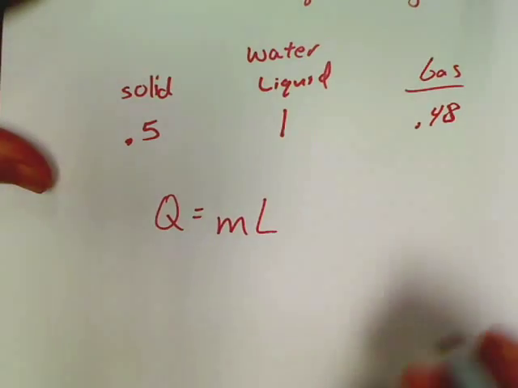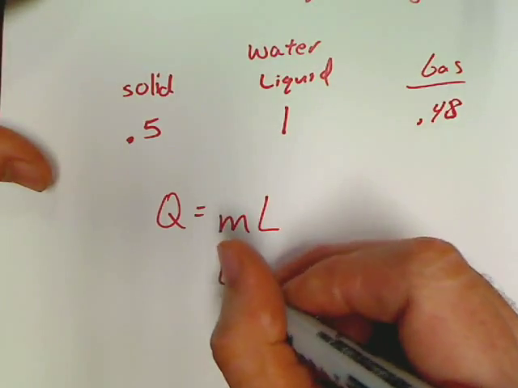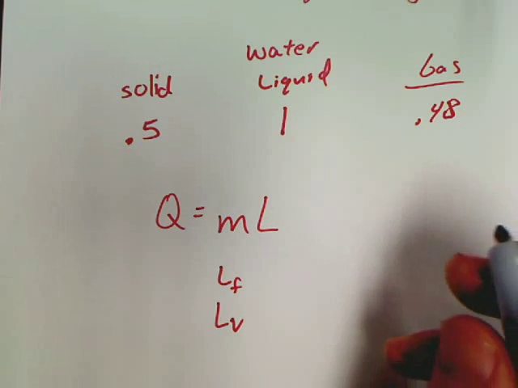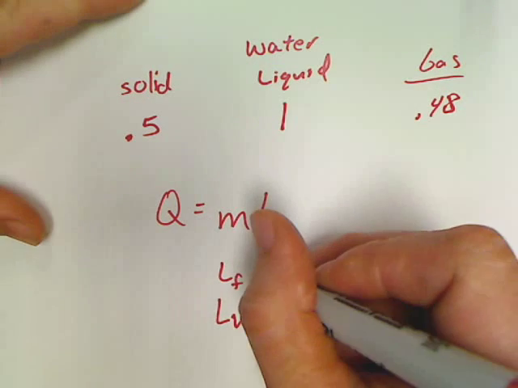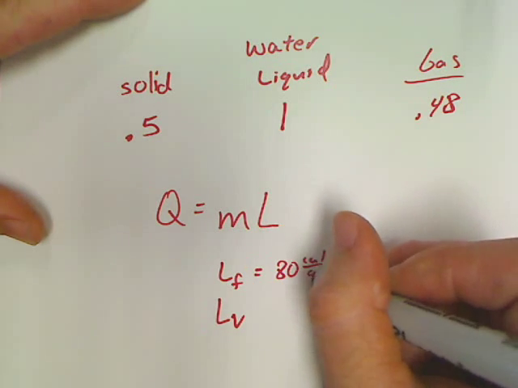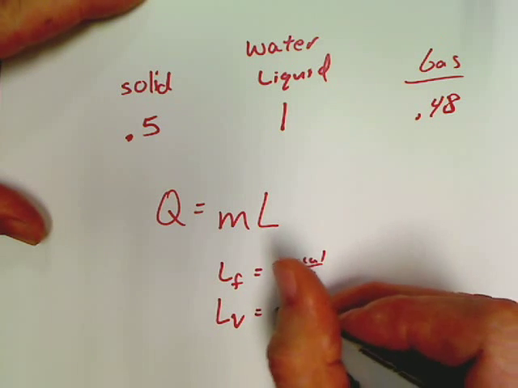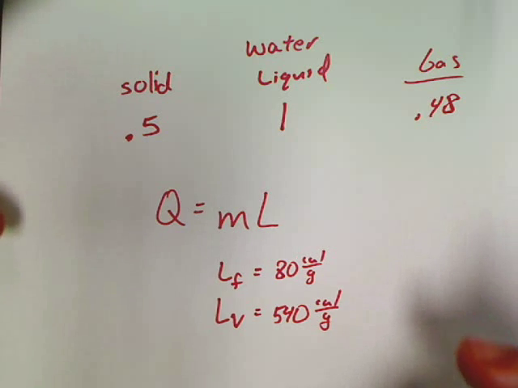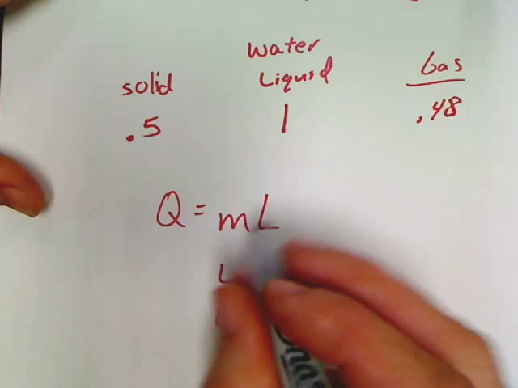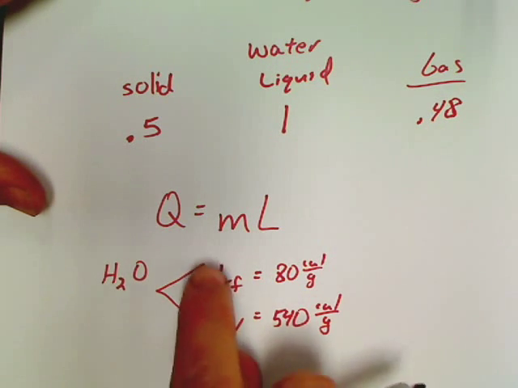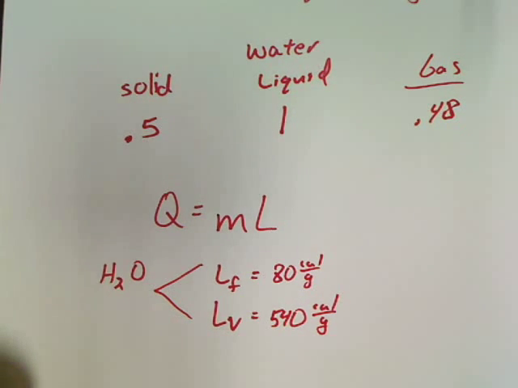All right. The only other equation you're responsible for knowing for this test is Q equals ML to be exact, where L can either be an LF or an LV. Now, anyway, most of the time the only 2 I told you to remember was like this: LF is 80 calories per gram, and LV, these are for water, is 540 calories per gram. So that's the 2 I told you to remember. Just remember, those are both for H2O. Any other L's you should be given in the problems that you are asked to work.